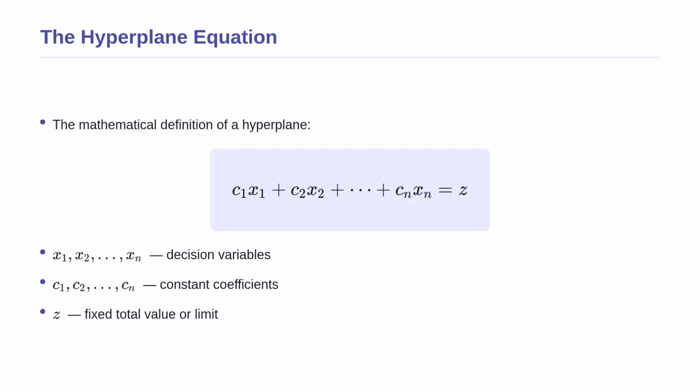Now that we understand the flat walls, let us look at their mathematical form. This equation tells us that a hyperplane is the collection of all possible combinations of our decision variables that exactly use up a total value z. The variables x represent the decisions we need to make, like units of products. The coefficients c represent costs or profits. If any variable x increases, another must decrease to keep the total sum exactly equal to z, which is exactly why the surface remains perfectly flat. This simple linear relationship is the building block for all complex optimization models we will build.